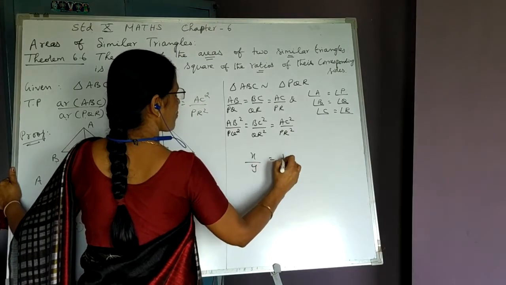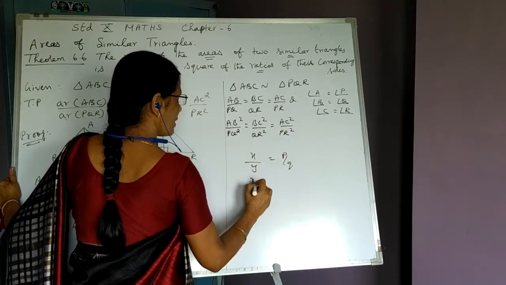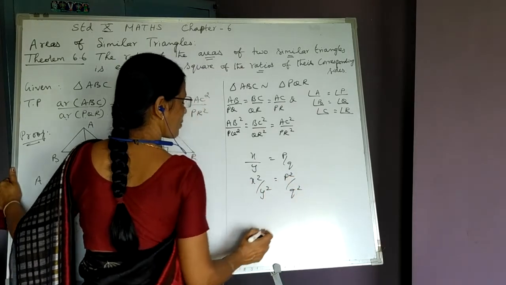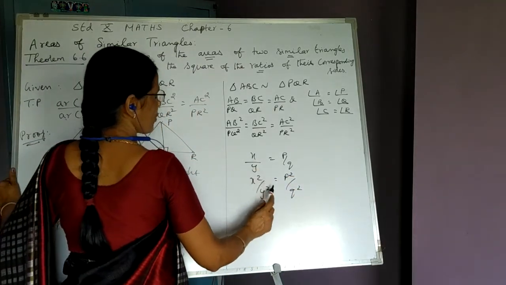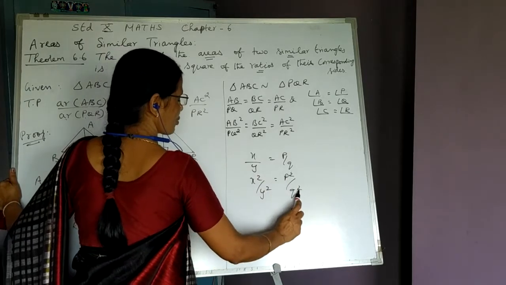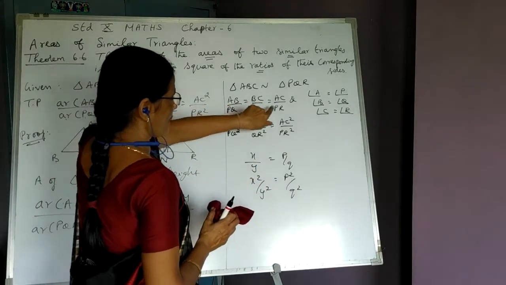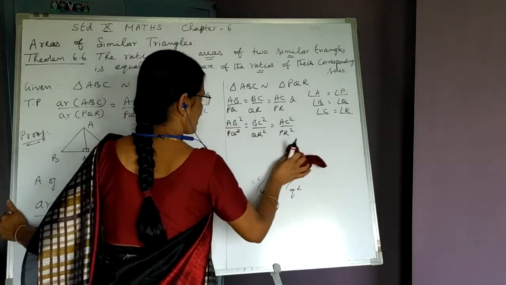Remember, if x upon y is equal to p upon q, it is also true that x square upon y square is equal to p square upon q square. It is true for any power, the same power should be taken everywhere. But we want square here, therefore we have taken square for the corresponding sides.